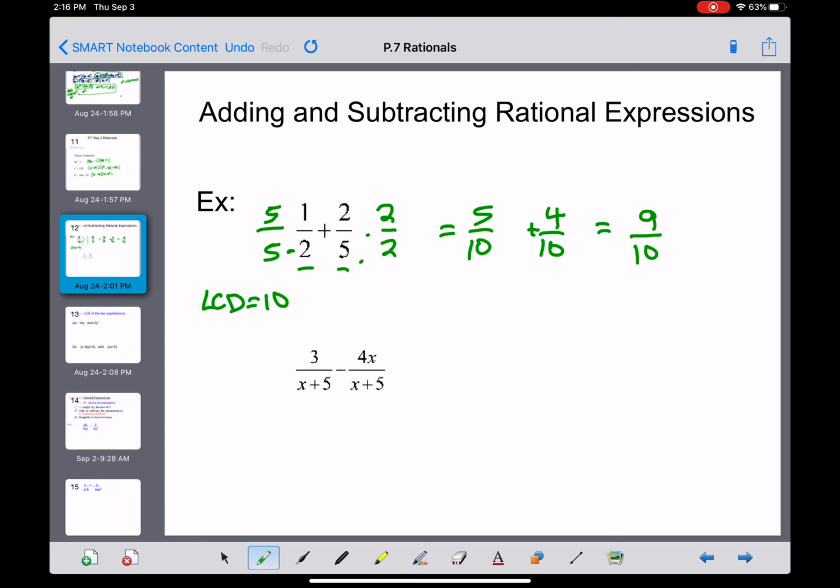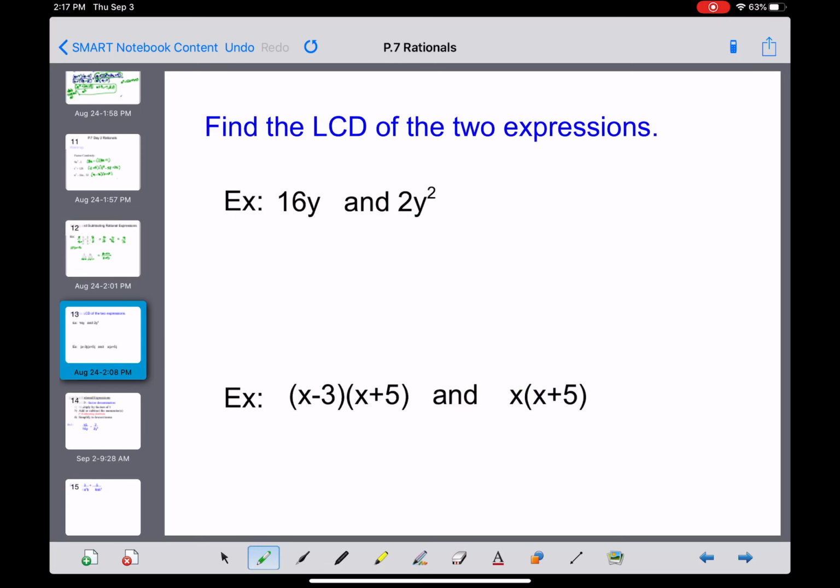So the second example here, when the denominator is already the same, so we have an x plus 5 and an x plus 5, then when I subtract in this case, I keep the x plus 5 on the bottom, and then I just subtract on the top. And we combine any like terms. There are no like terms, so then this is my final answer. That's my expression. So when the denominators are not the same, you have to find a least common denominator. So now we're going to practice finding that LCD.